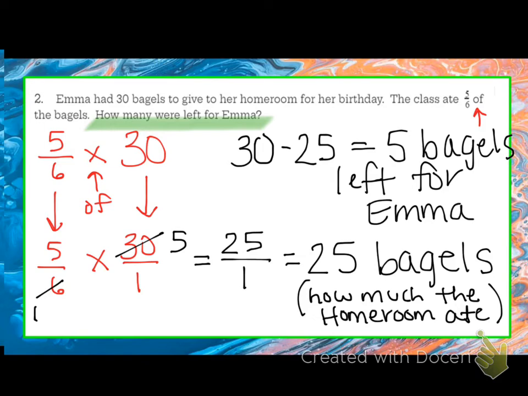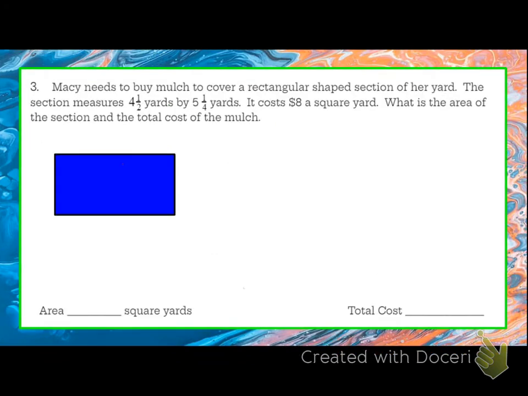So again, always make sure you're writing a sentence, because if I look back at this and I put 25 bagels, that wouldn't make much sense to me. If I'm bringing 30 total in for the class and yet I somehow have 25 bagels left, that would be a very small class. Okay, so make sure you are going back to the question and making sure that you are answering that specific question, because this is a multi-step problem. And our final is also a multi-step problem.